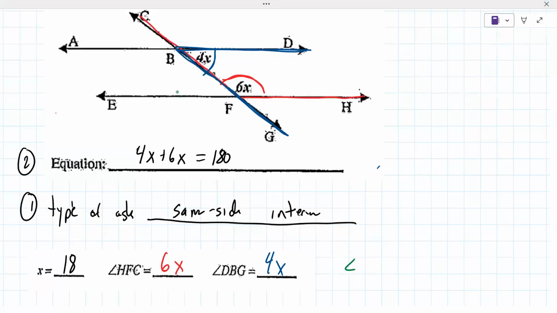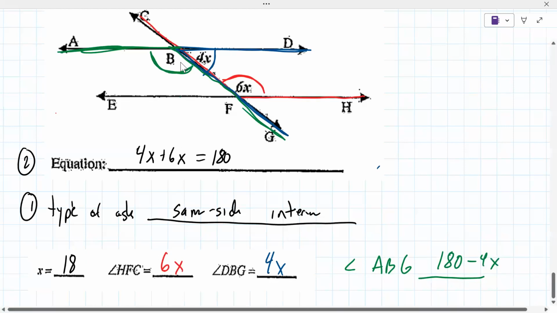I would have added in an angle like ABG. If you kind of visualize where that is for a moment before I draw it. I see it. So that's here and that's here. It's actually angle B. There are a couple of ways to do it. It's 180 minus 4x. Those make up a linear pair.